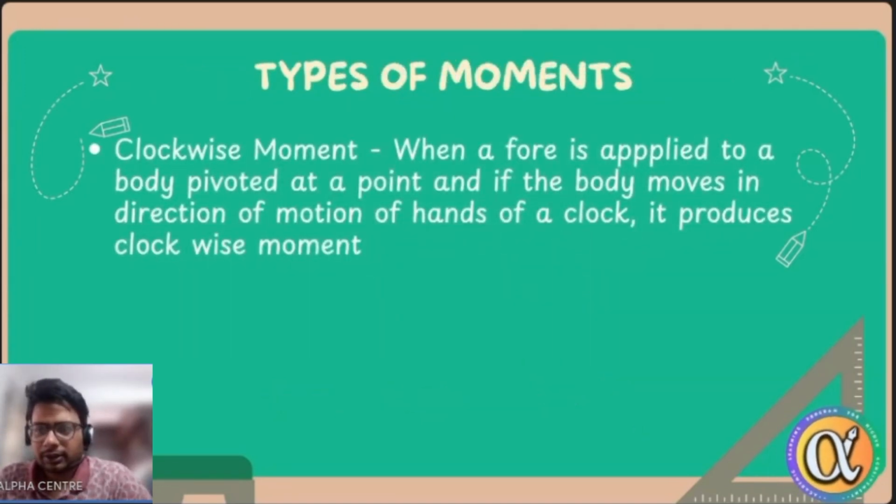Next, what are the different types of moment? Moments can produce two kinds of effect on a body, meaning it can either rotate the body clockwise or anti-clockwise, though that also depends on the observer.